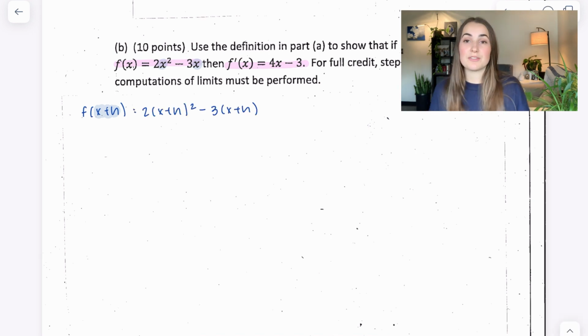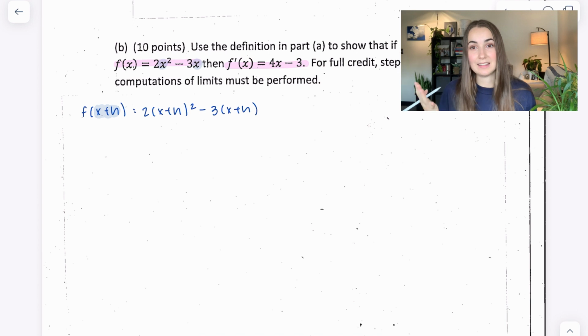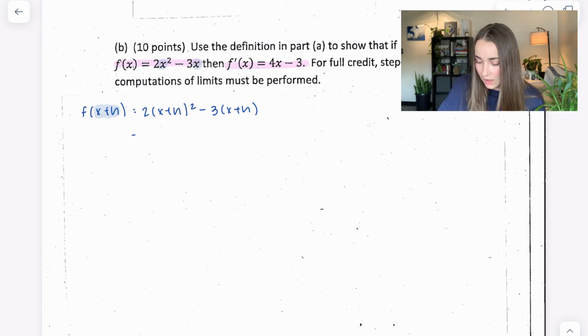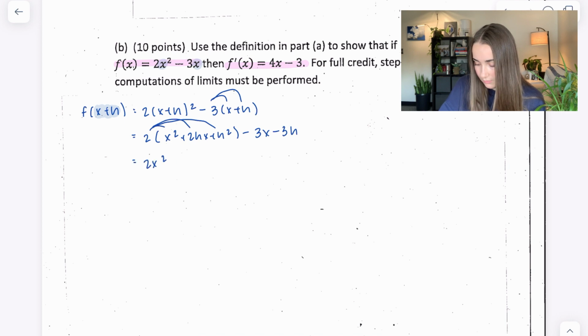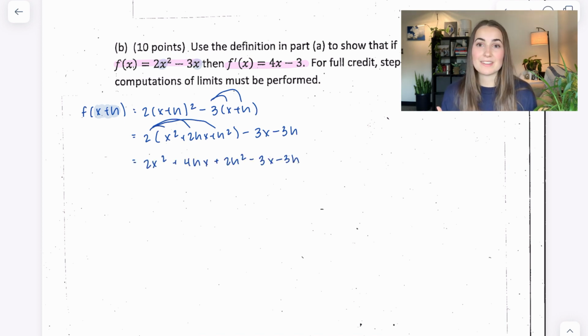Let's go ahead and try to simplify this out a little bit before we plug it into the limit definition. So here, let's go ahead and square that x plus h. So I get x squared plus 2hx plus h squared. And then we can go ahead and distribute this minus 3. So we get minus 3x minus 3h. Again, we can go ahead and distribute this 2 everywhere. So I'll go ahead and do that. Now that we got this all simplified out, we can go ahead and plug it into our limit definition.